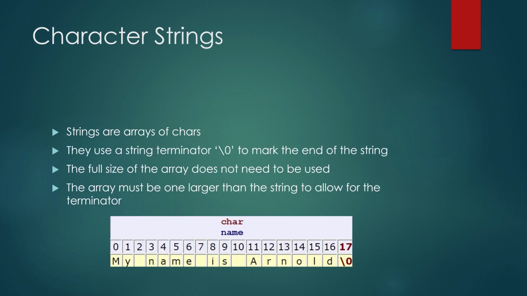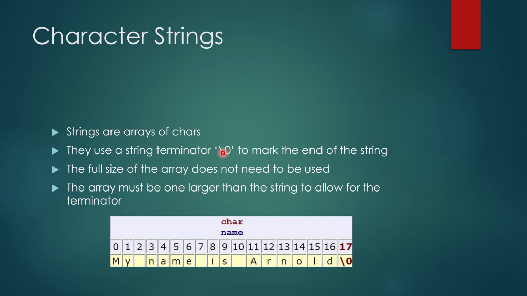Now, character strings are simply arrays of more than one character. The way they decided to represent a character string in C was to put a string terminator, which we represent as \0, on the end of a string. And that marks the end.